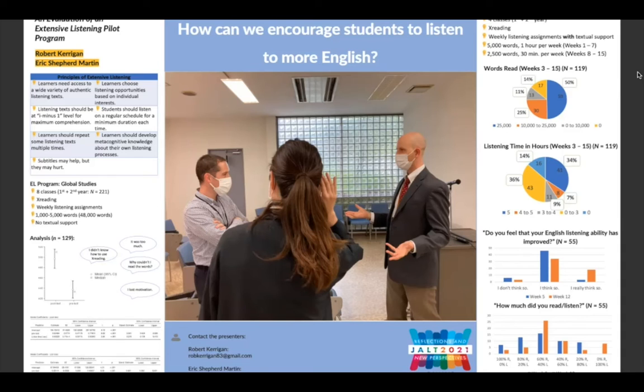Okay, now a bit about the results, which are on the poster. As for words read, the semester goal was 25,000 words. 50% of students made it, and an additional 25% either read or listened or both, to between 10,000 and 25,000 words. I would just keep in mind that this was the first time that these students had engaged in extensive reading or listening, so this was new to them.